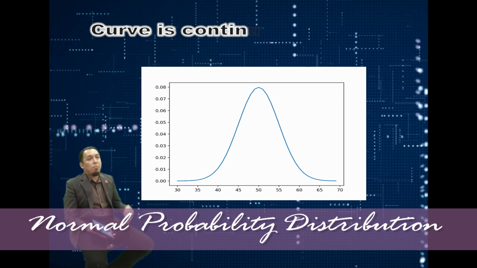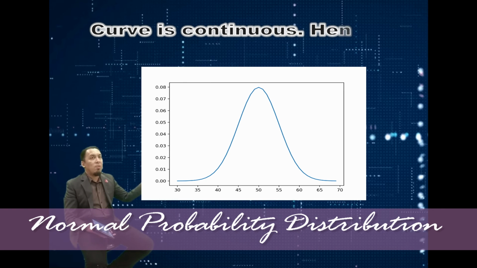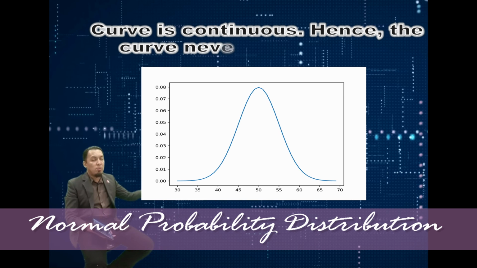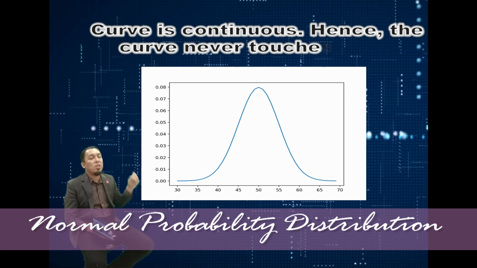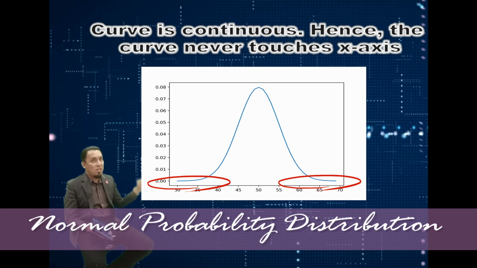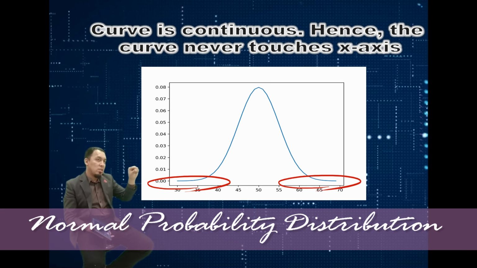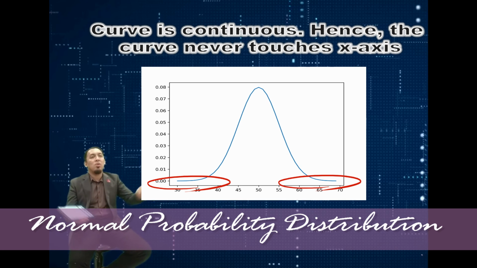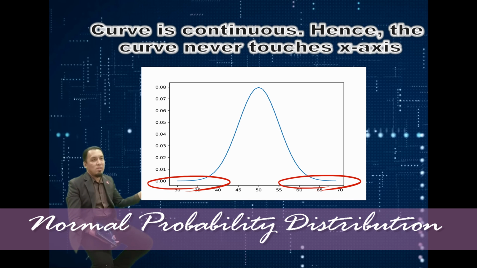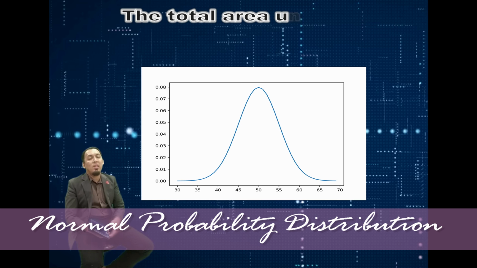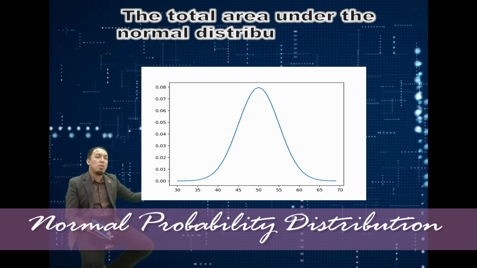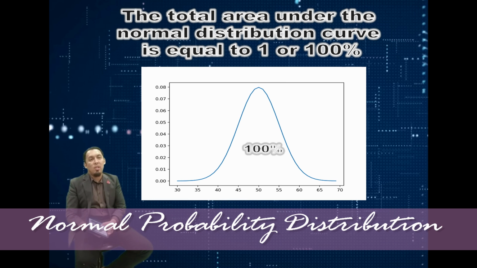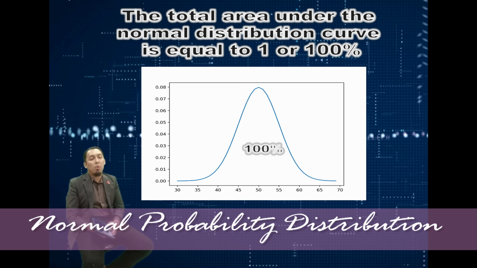By this, it means that the tails on both sides of the normal distribution graph are continuous. They never touch the x-axis. They leave a small space along the x-axis, left and right. So it is continuous and has no ends. And then the total area under the whole normal distribution curve is equal to 1 or 100%. So that is about the properties of the normal probability distribution.